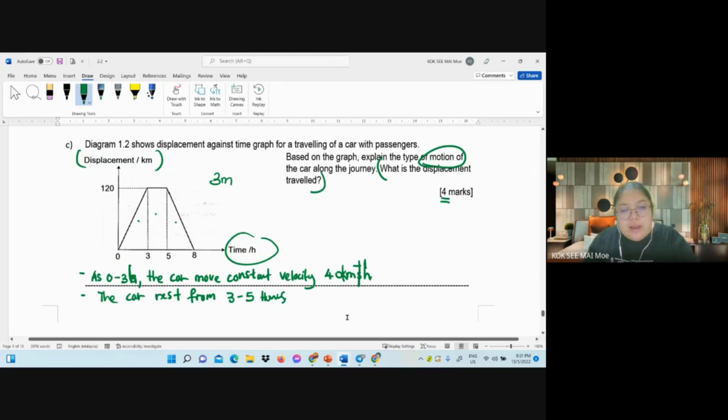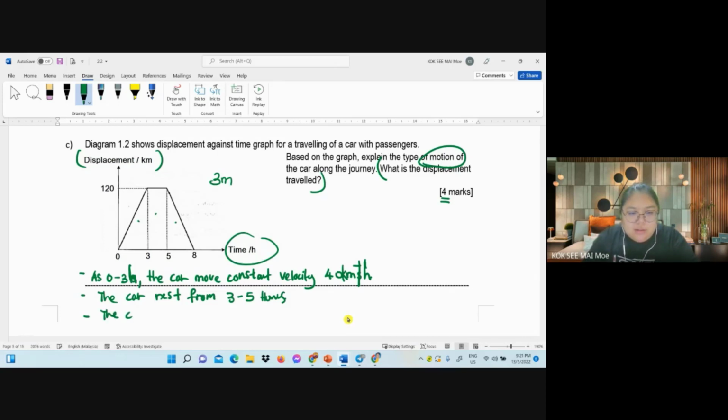Okay, 3 to 5, they only rest, because this one is a VT graph. Okay, part 3, the car moves, also constant velocity. You tell me, what does this part mean?